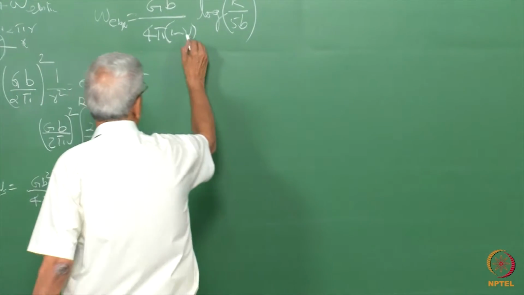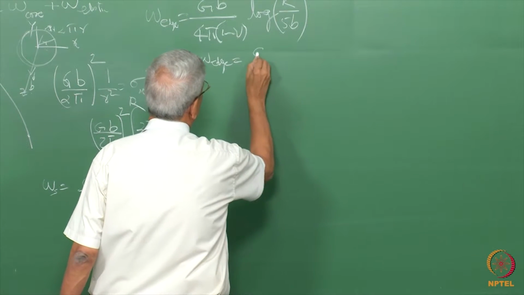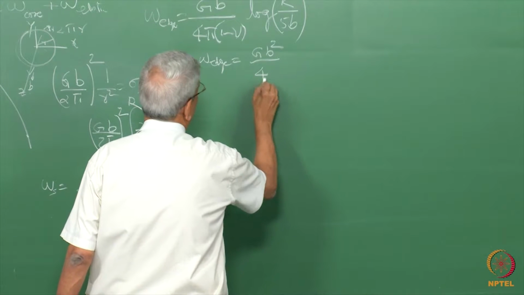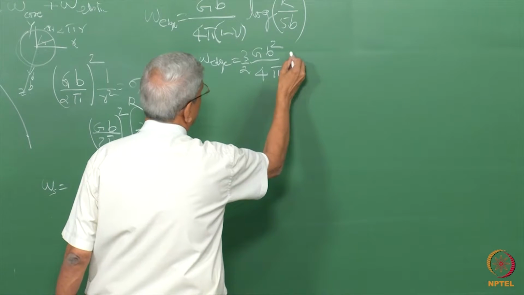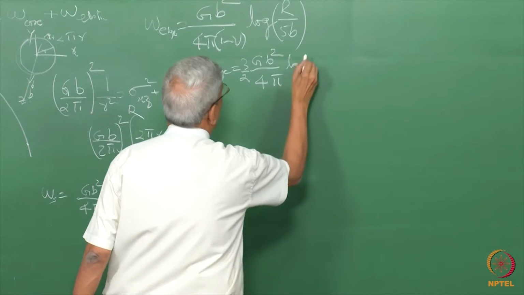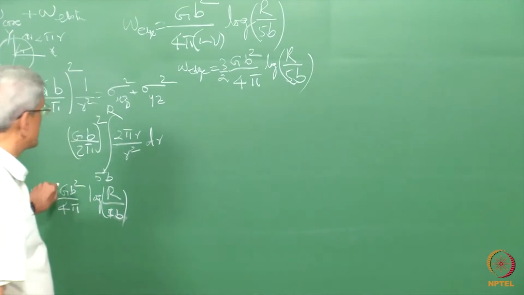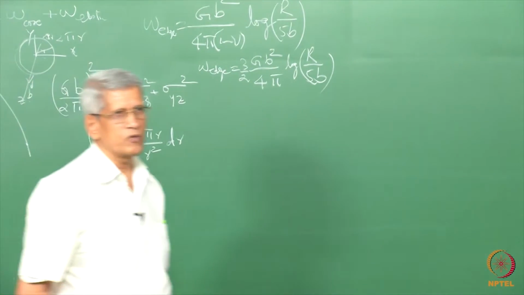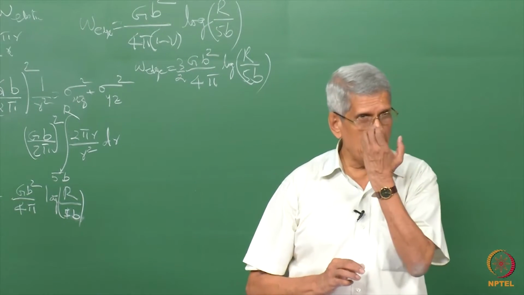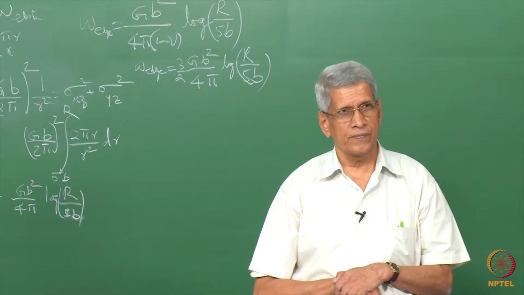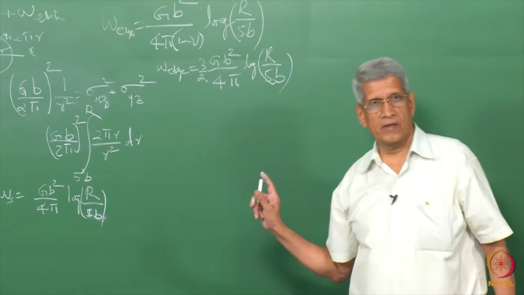That is because here W edge will be equal to Gb squared by 4 pi, and this (1 minus nu) term will turn out to be 3 by 2, correct? If we compare this expression with this expression, we find that an edge dislocation has a self energy which is much higher than that of a screw dislocation, right? Is this clear?